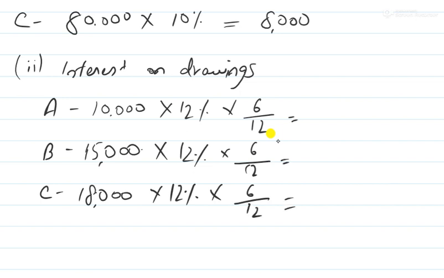I had already made you understand the logic behind this: whenever the date of drawings is not given, we simply divide the whole drawings by 2 or write it as 6 by 12. The basic logic is that we don't know whether A, B or C has withdrawn the money at the beginning of the year or at the end of the year. Suppose you take a loan from someone and you pay it after 6 months. You will have to pay the interest for 6 months, right?